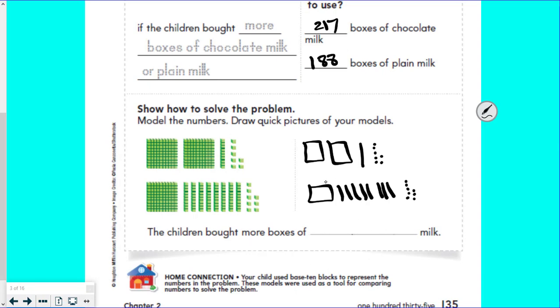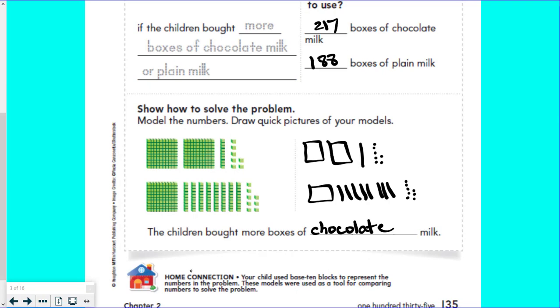Well, first thing you do is you start with the same place value. So we're going to start with 100. So we have 200s here, 100 there. That tells me my answer right away. There's more hundreds in this one, so they bought more boxes of chocolate milk. And so this is not one of those times when you want to do your best spelling, because if you look right up at the top, it's going to tell you how to spell chocolate. Okay, so there we go, chocolate. So the children bought more boxes of chocolate milk.